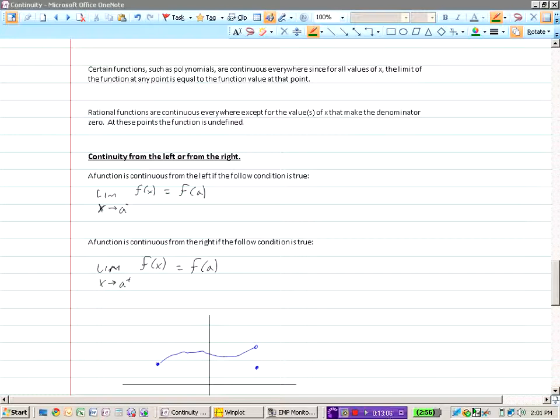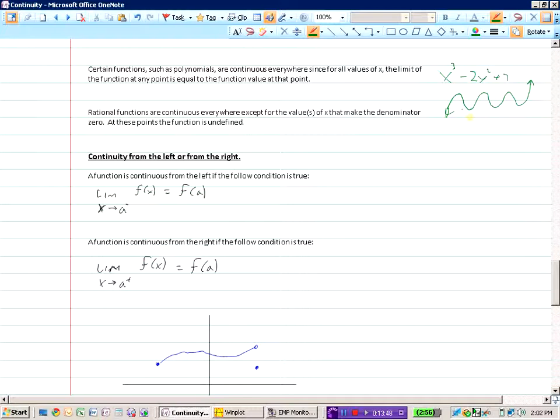So here's just something of note. Certain functions, such as polynomials, are continuous everywhere, since for all values of x, the limit of the function at any point would always be equal to its function value. Polynomials, remember, are those equations that are like x cubed minus 2x squared plus 7, those sorts of things. And when you graph them, they always have these wavy lines. So polynomial functions are always continuous. The limit will always equal the function value. There's never any gaps or jumps or those sorts of things.